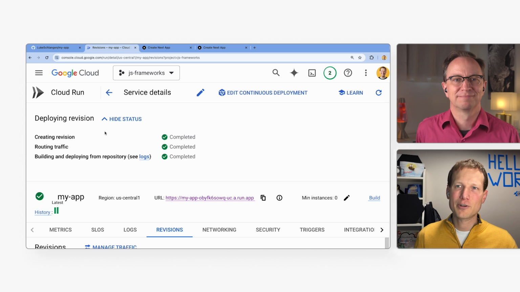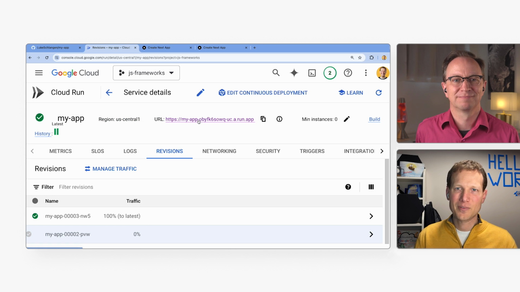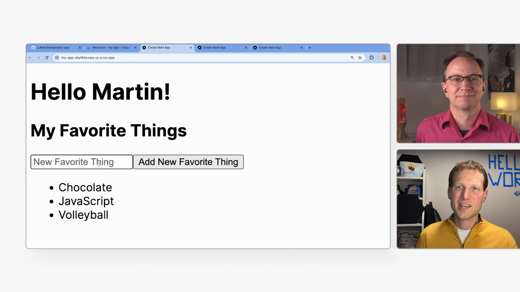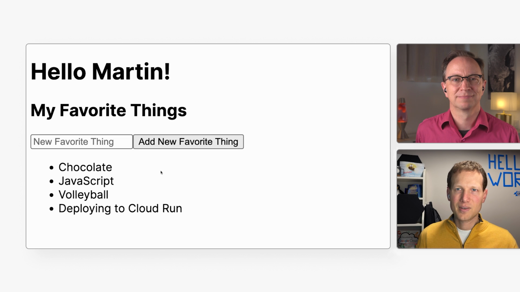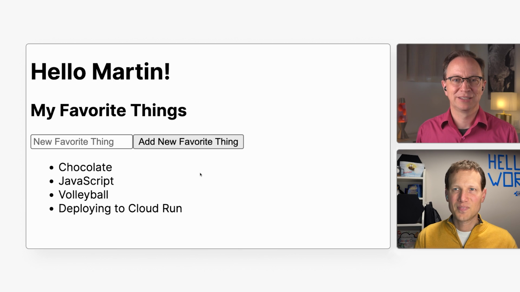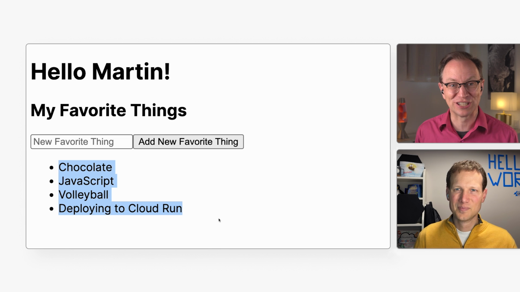And it looks like the new version has been deployed. So let's try it out. The web app seems to be working. Let me add a new item. Now open the web app in your browser, Martin. Okay, will do. Look, there's the list of default items, plus the new item you just entered.